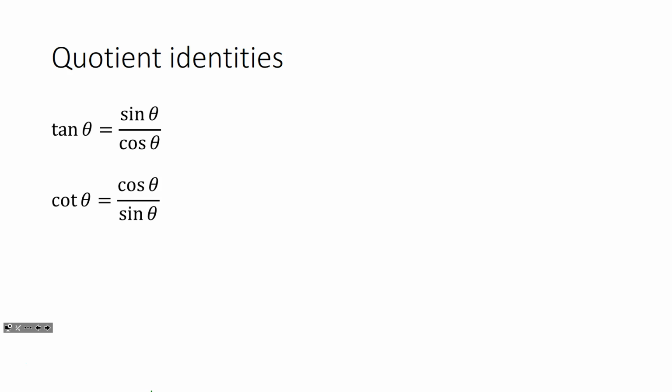Two more identities, the quotient identities. We have that the tangent equals the sine over the cosine, and of course since the cotangent is a reciprocal of the tangent, it would equal the cosine over the sine. I'd like to do a quick demonstration so you'll see why these statements are true.